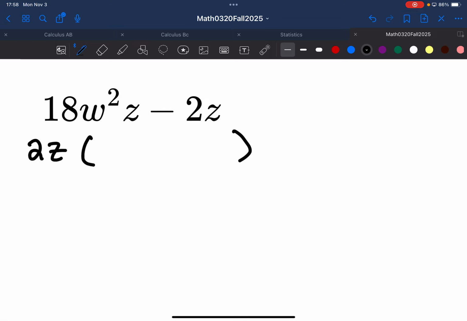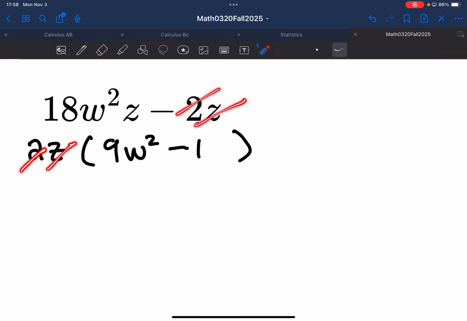and then I divide each part, I have 18 divided by 2, 9, and then the w squared can just come down. If I take out the z, these two z's are gone, so that first term, I just have 9w squared left. What do I have left in my second term? Minus 1, right? Because if I take out a 2z, this 2 is now gone and the z is now gone, which means in its place is just a 1.